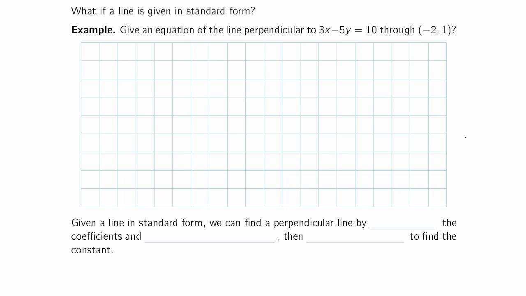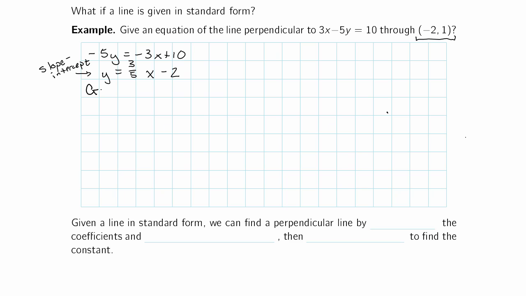Here we have the equation 3x minus 5y equals 10. We want to get the equation of a line perpendicular to this, passing through this point. The standard method here is to rewrite in slope-intercept form, look at the slope, and then use the slope to write a perpendicular line. So we'll solve for y. First we'll subtract 3x from both sides, and then we'll divide both sides by -5. So here's the slope-intercept form.